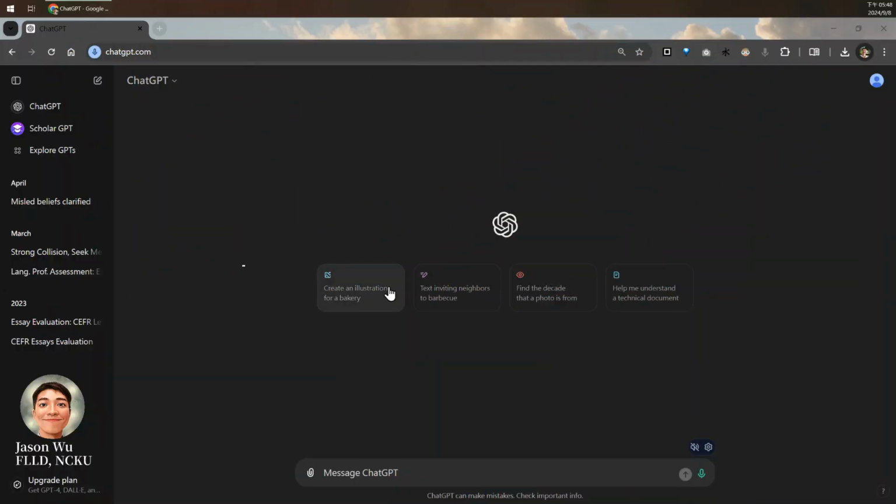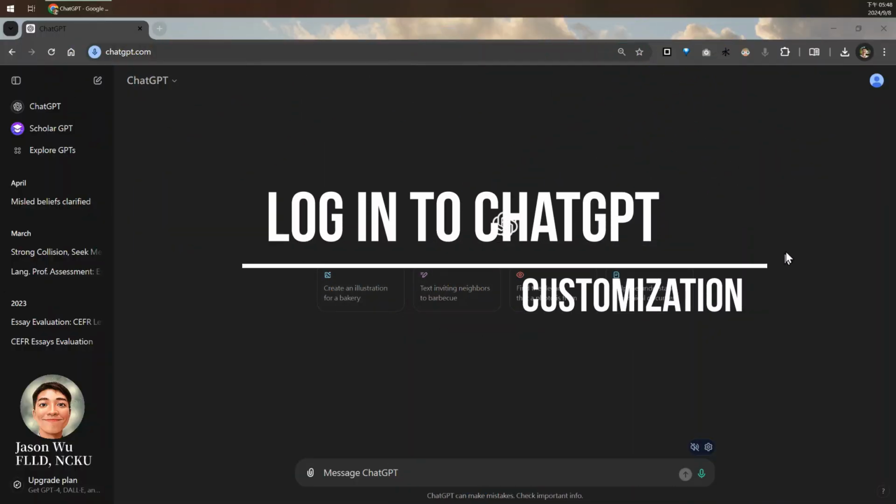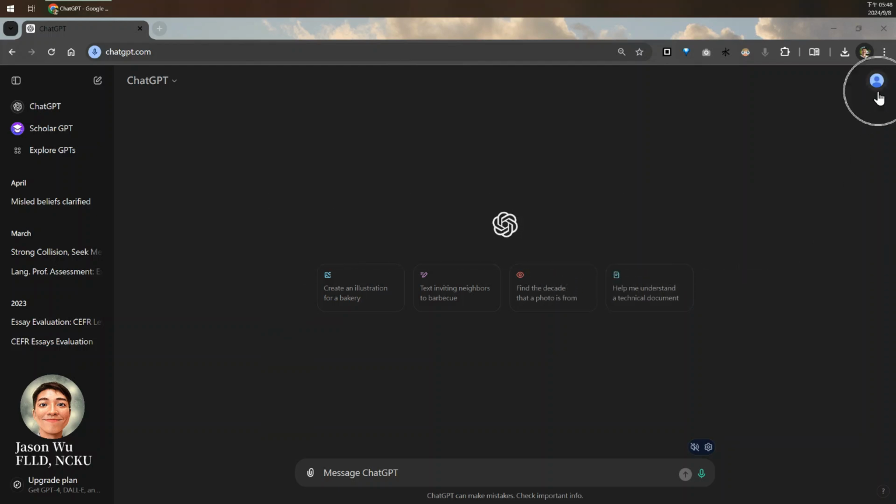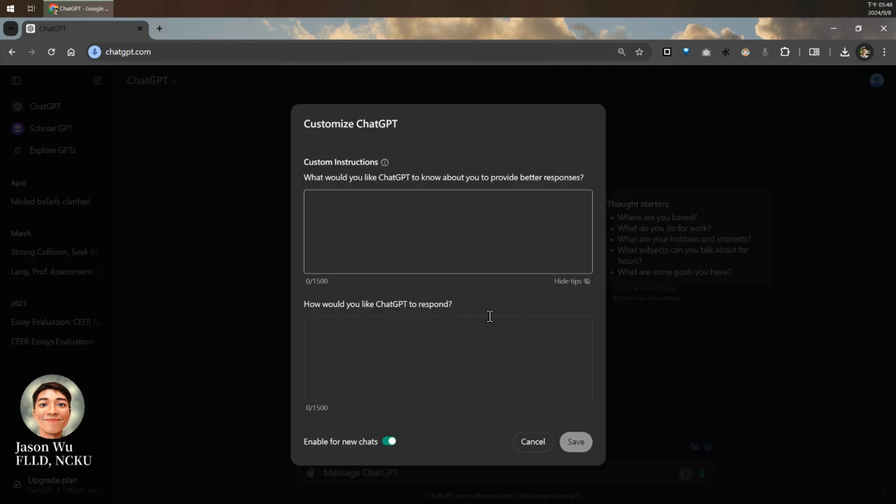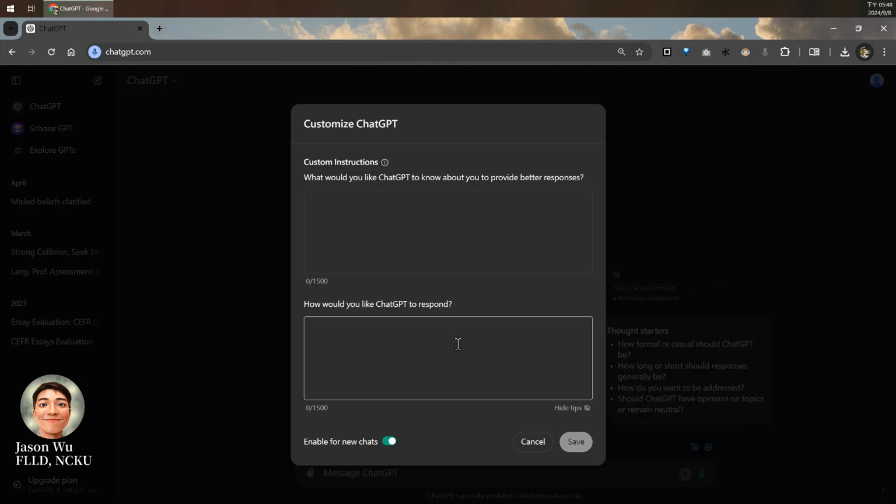First, you log into your ChatGPT account, and then across the top, in the upper right-hand corner, you see your account icon here. You enter the function page, choose Customize ChatGPT. A dialog pops up. Here is how the magic works. You can leave the first box empty, and then in this box, how would you like ChatGPT to respond? You copy and paste the prompts I made for you. You can find the prompts below the video. You click on Save.